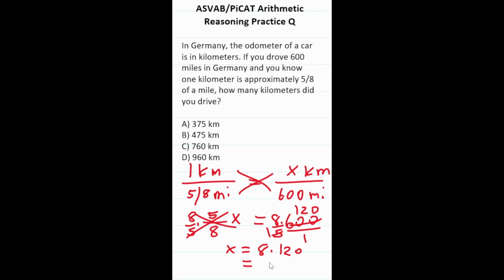8 times 120 is very easy to do mentally. 8 times 12 is 96. Just tack on that 0. So those 600 miles is approximately 960 kilometers.